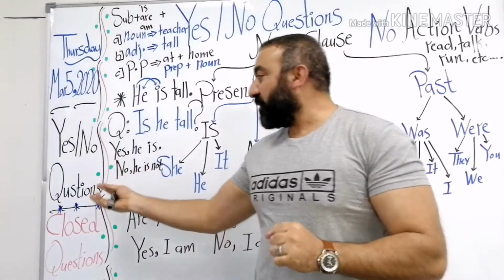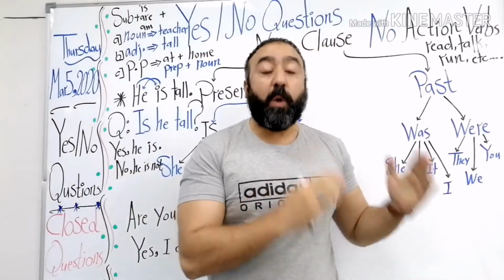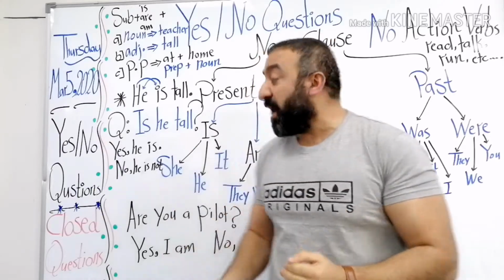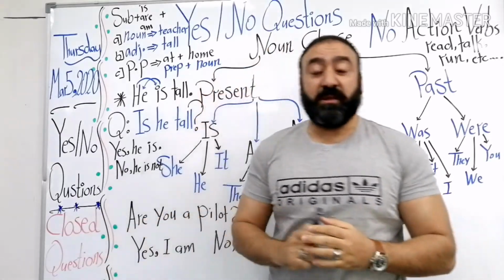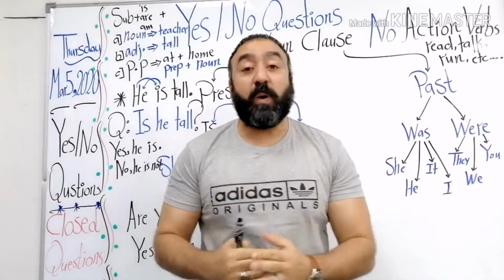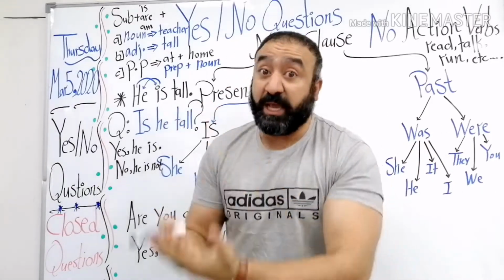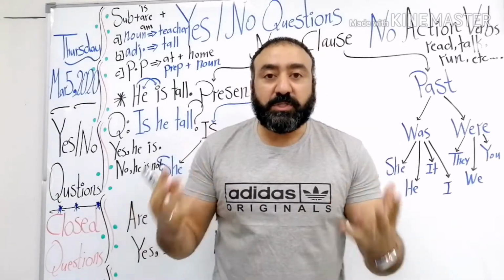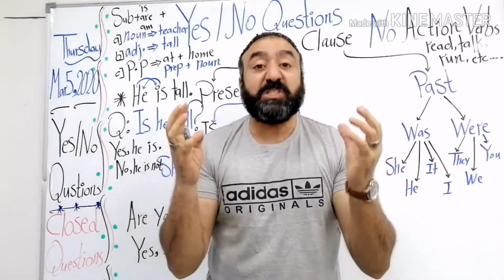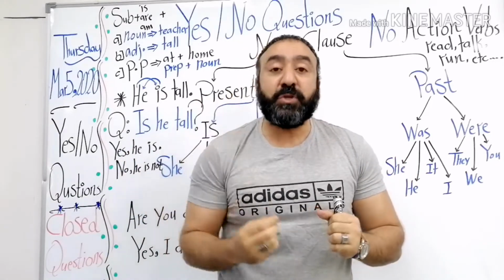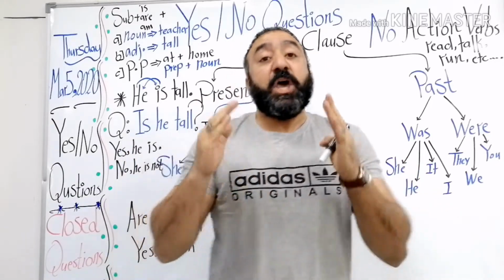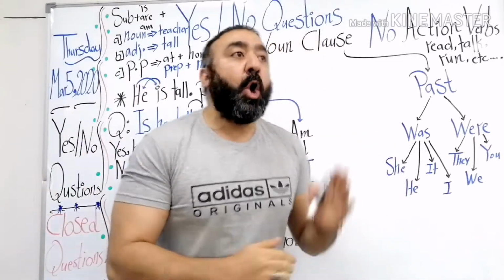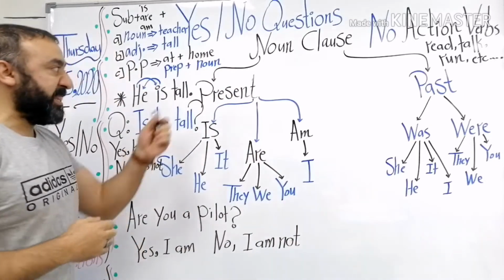As you see, the title suggests that a yes-no question means that the answer could be yes or no, and sometimes it's called a closed question. Why is it called a closed question? Because the answer could be yes or no. Now, before we learn how to form a yes-no question, we have to know that yes-no questions could be used in noun clauses in the past or noun clauses in the present.